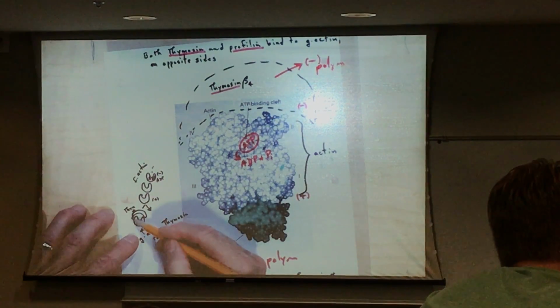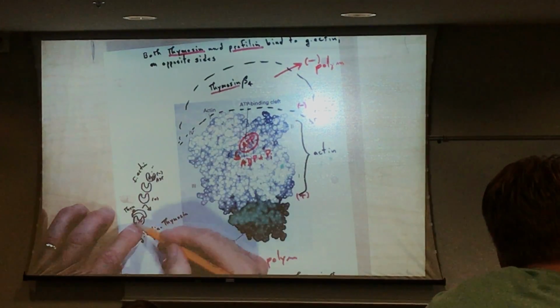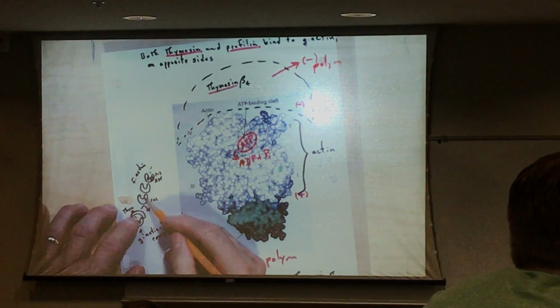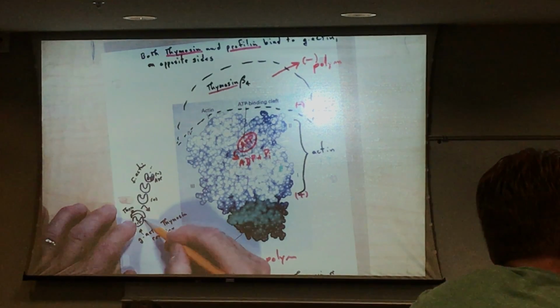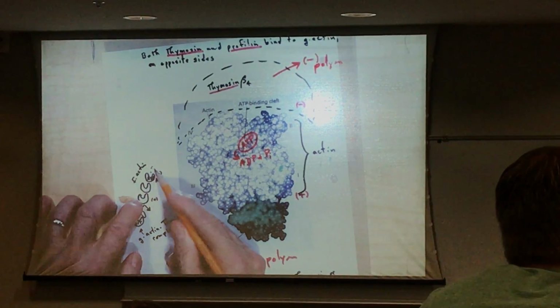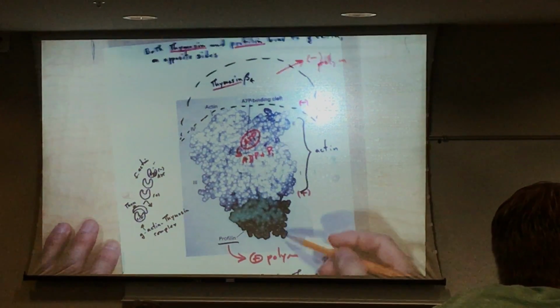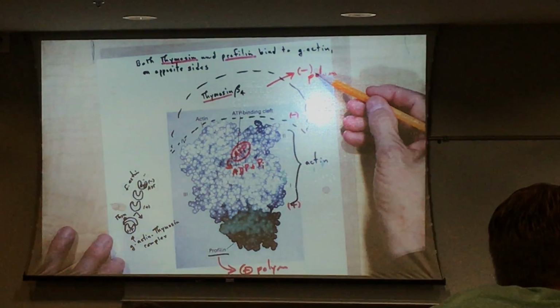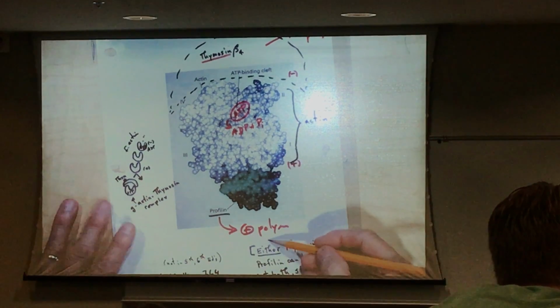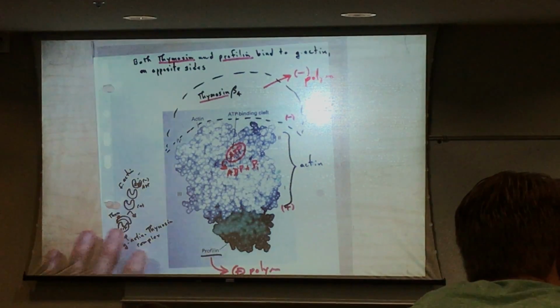Thymosin binds right here. It kind of covers up that little binding pocket here, and you can see how it would prevent the interaction between the tips of this monomer here and the base of the existing monomer, which is part of the filament. You see that? So thymosin inhibits polymerization, and profilin promotes polymerization. And you'll need to remember that.